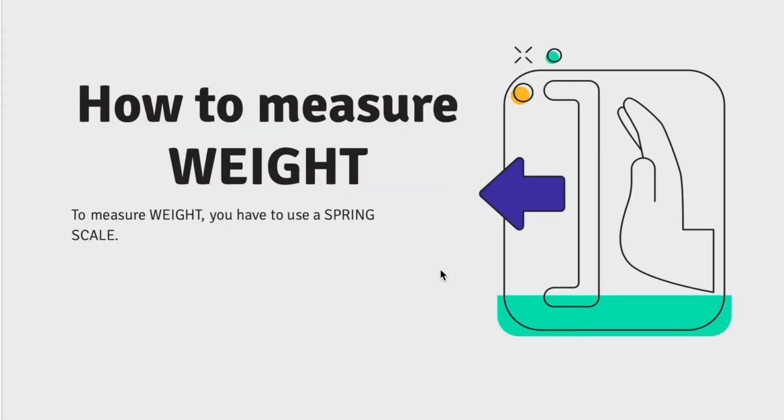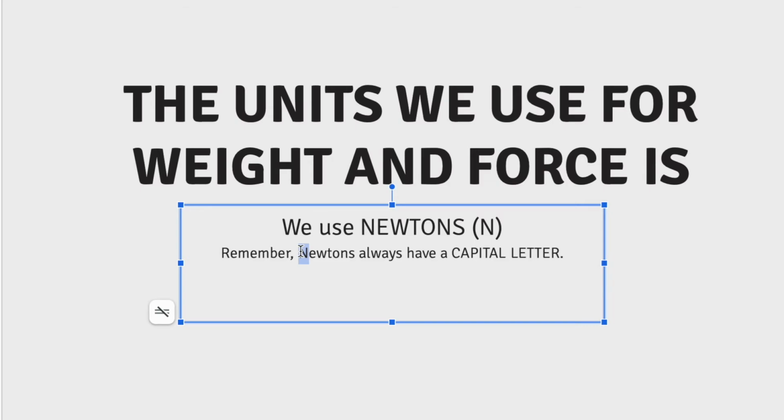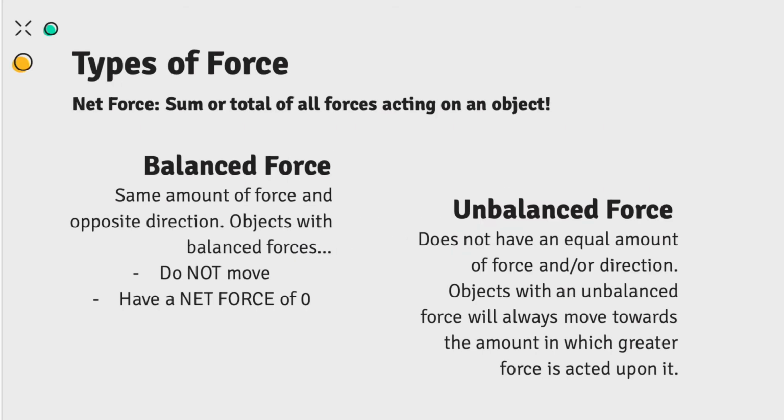So how do we measure weight on the other hand? To measure weight, you have to use a spring scale. The units we use for weight and force, too, is newtons. Remember, newtons always has a capital letter, as you can see.